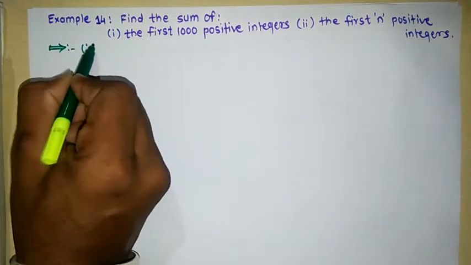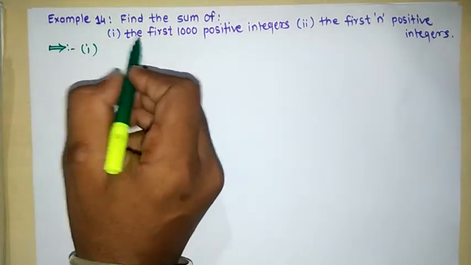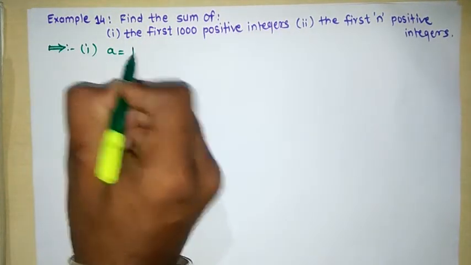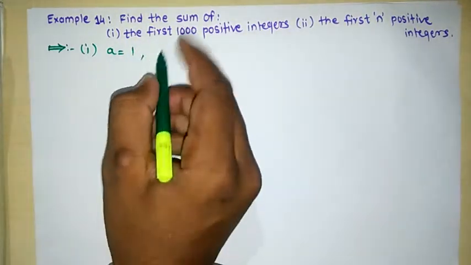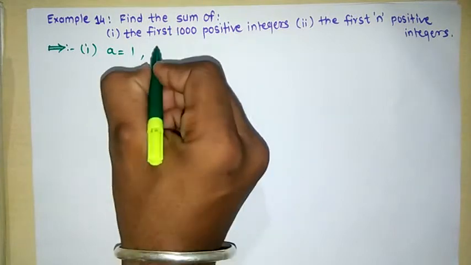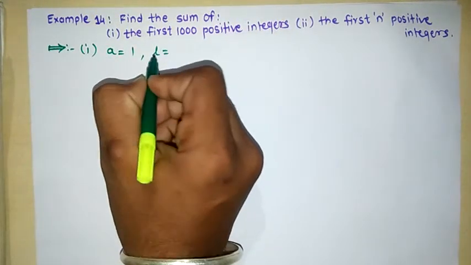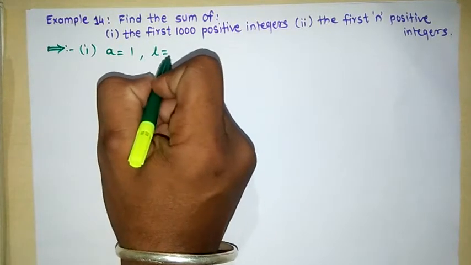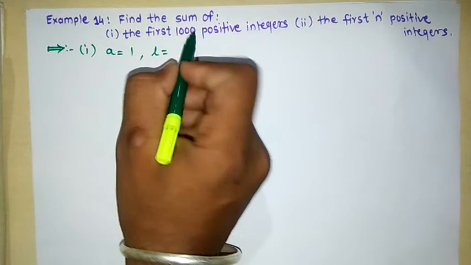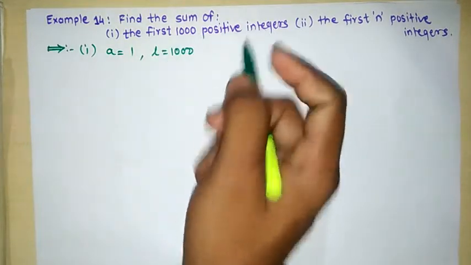First solution. Now the first 1000 positive integers. What is the first positive integer here? That is a is equal to 1. It is the first positive integer. And the last positive integer, that is the last term. We have already seen that the last term is denoted by the letter L. What is the last term here? That is 1000, because we are going to find the sum of the first 1000 positive integers. 1000 will be the last term.